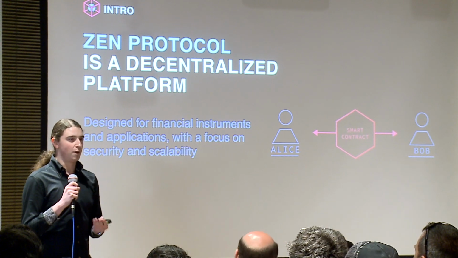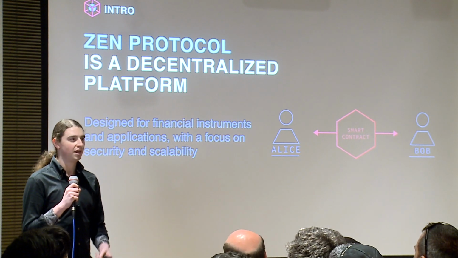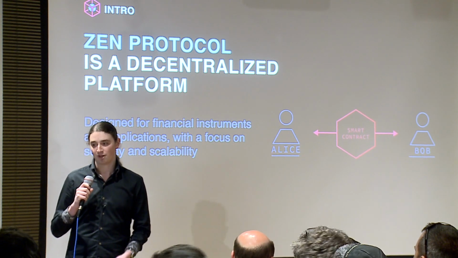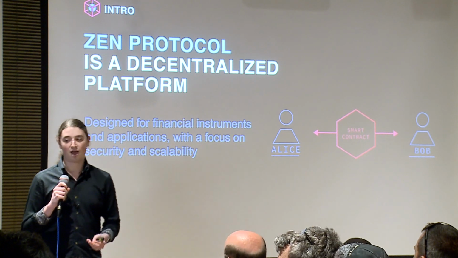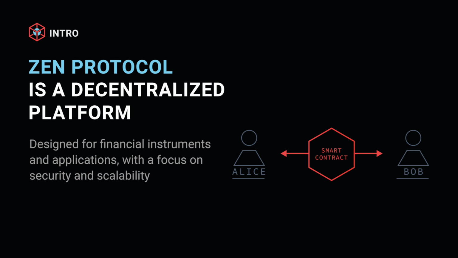In order to have good financial applications, we need to have a high degree of security and a high degree of scalability and throughput. We want to be able to run smart contracts as quickly as possible so that we can run as many of them as possible per unit time. Today I'm going to be talking about how we're applying formal verification techniques, in particular resource verification, in order to improve efficiency and throughput on Zen Protocol.